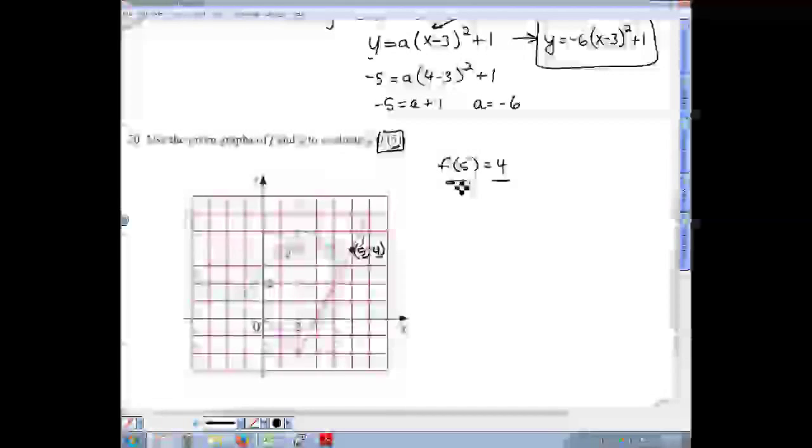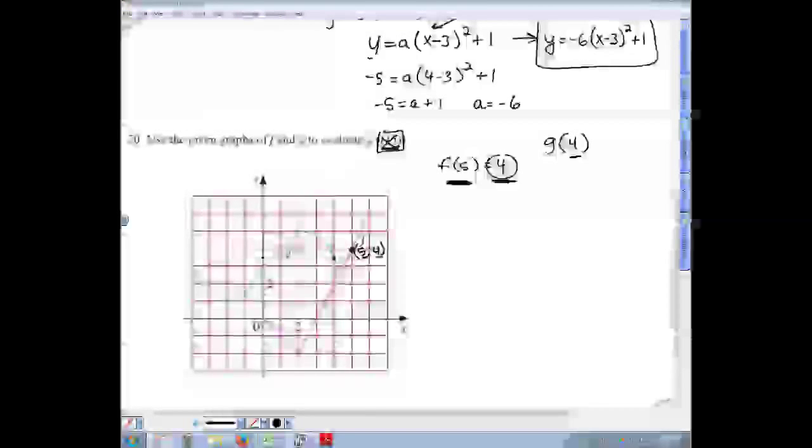Now since f of 5 is equal to 4, rather than saying g of f of 5, you can take the f of 5 and replace it with 4. So now you're evaluating the g function when x equals 4. So 1, 2, 3, 4. 1, 2, 3. It's about right there. So 3.5 looks like.